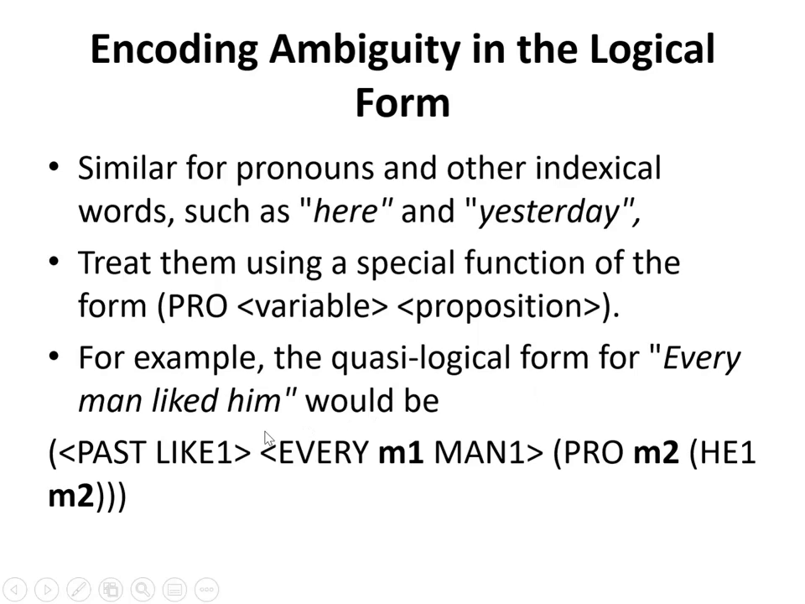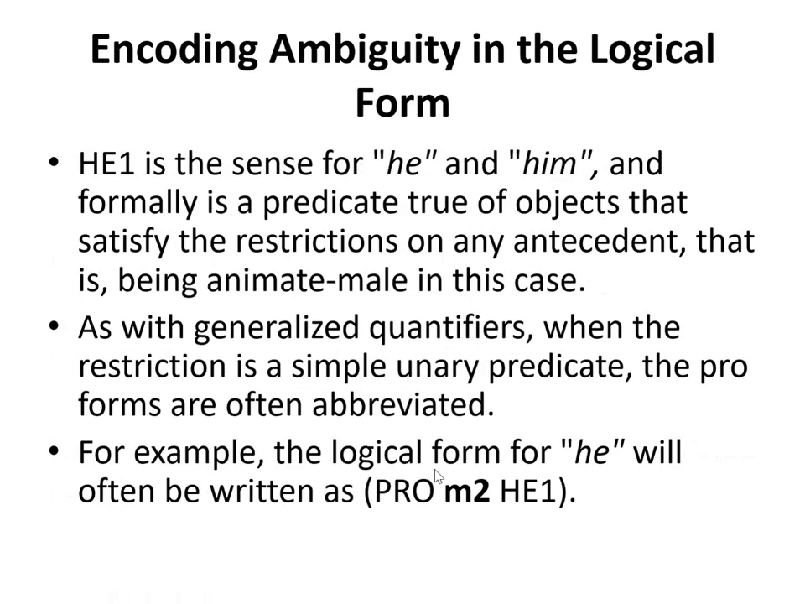So every man liked him can be represented as every M1 man 1, pronoun M2, which is nothing but he 1 M2. So he 1 is M2, which is a pronoun, who is liked by every man. This is the way we can represent the pronoun and indexical term. So he one is the sense for he and him, and formally is a predicate true of objects that satisfy the restriction on any antecedent, that is, being animate male in this case.